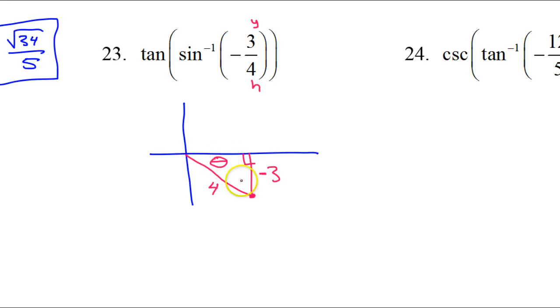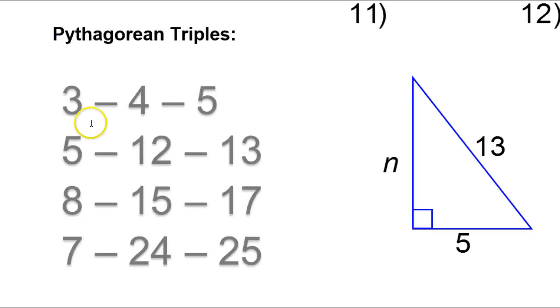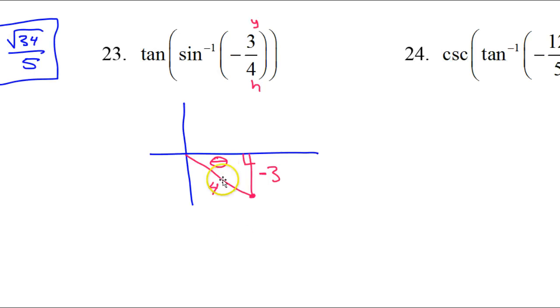I don't know what the angle is, but guess what? I don't need to know what the angle is. I just need to know what the tangent of this angle is. Now, don't get confused. This reminds me of a 3, 4, 5 triangle. I'm talking about Pythagorean triples, 3, 4, 5. But the 5 would need to be the hypotenuse. And the 5 would not be the hypotenuse. Okay, the 4 is in the wrong place. So I actually have to do the Pythagorean theorem.